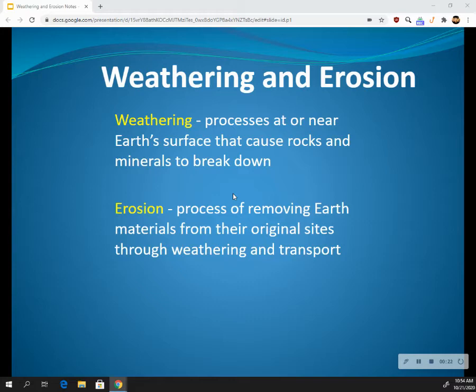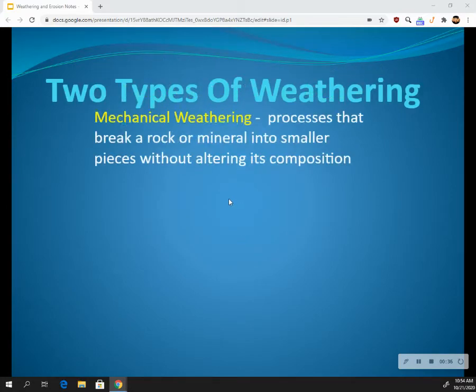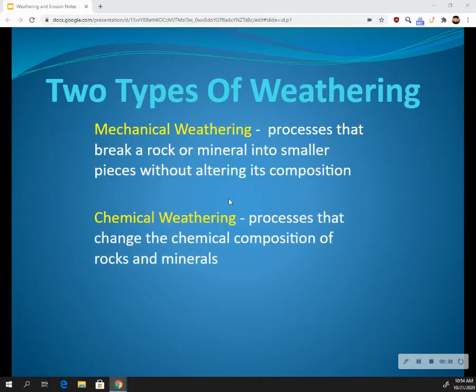minerals to break down. So, weathering is the process of breaking down rock near the Earth's surface. Erosion is the process of moving the materials from the original sites through weathering or transport. So weathering is the breaking down, erosion is the transport, basically. Two types of weathering are mechanical and chemical.